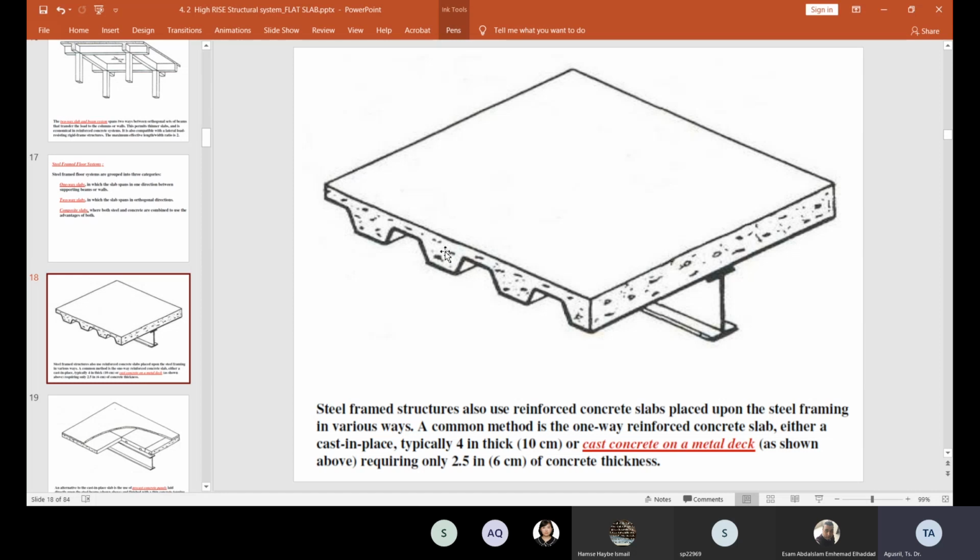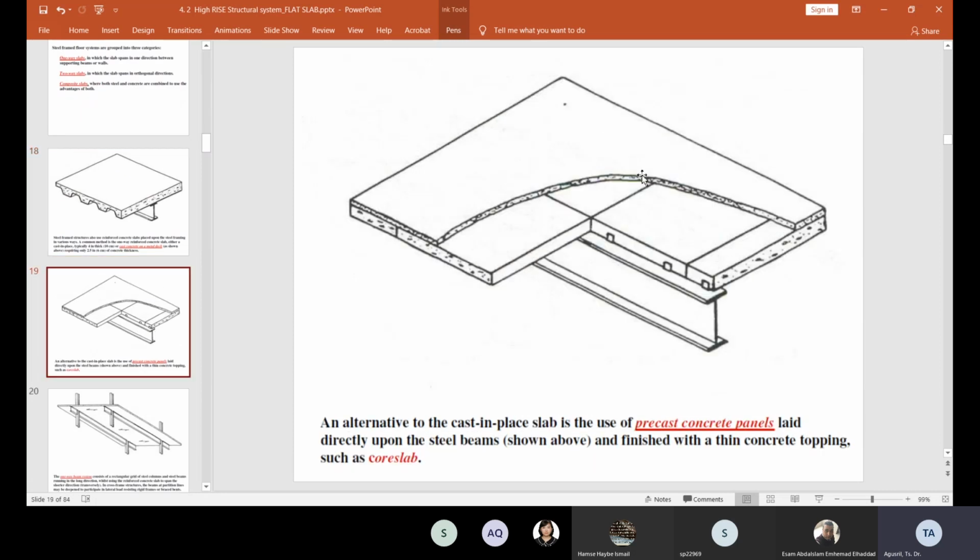That's why when you design the reinforcement inside the slab, you also need to consider the flexural strength of this steel deck, so that you can contribute the strength from the steel deck to the reinforcement bar, so that you can reduce the number of rebar inside the slab.